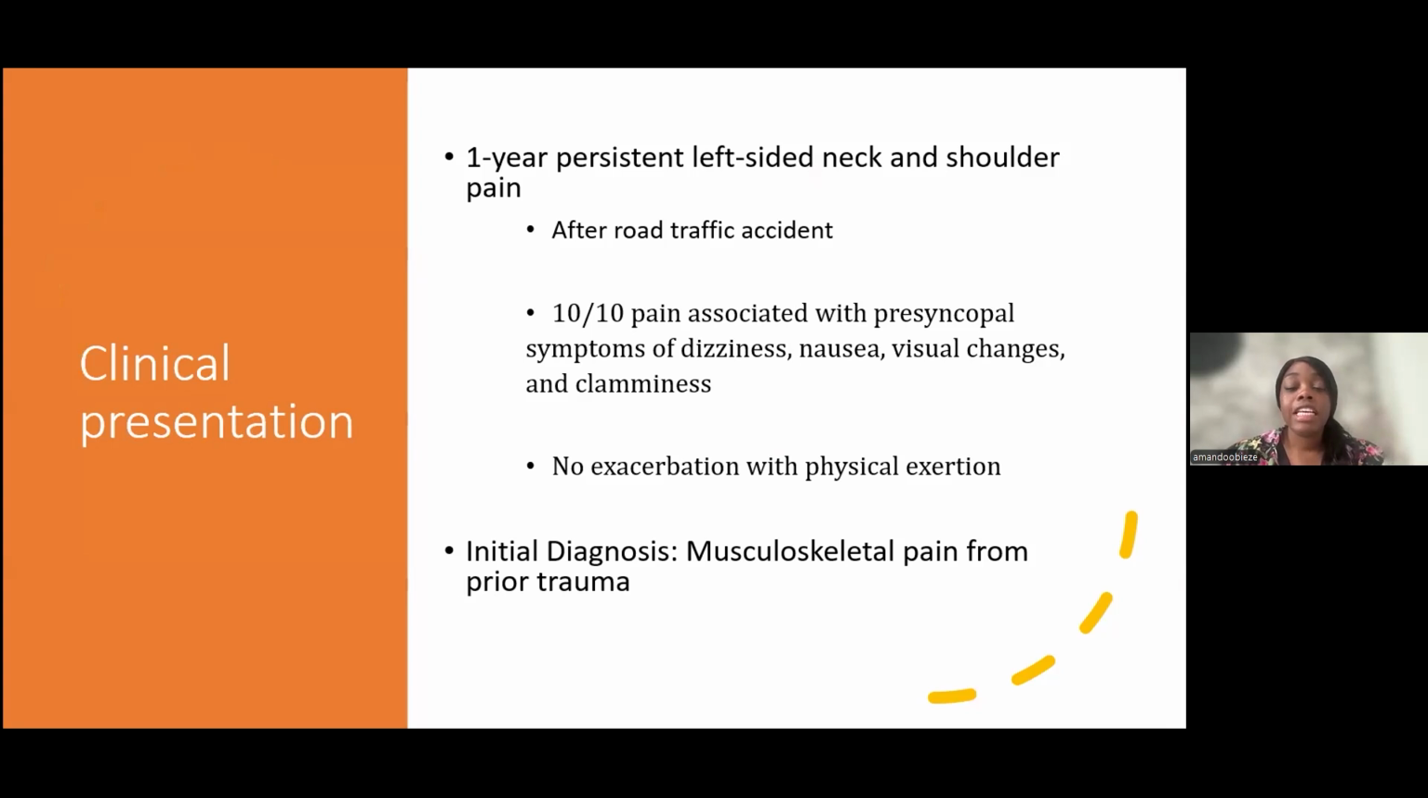So on further questioning, he gave a one-year history of persistent left-sided neck and shoulder pain, which coincided with the time when he had a road traffic accident. He described this pain as 10 out of 10. It was associated with pre-syncopal symptoms like dizziness, nausea, and visual changes. He particularly said that it was not related to physical exertion. This was a very active patient, doing a lot of mountain climbing, and he never got these symptoms with climbing or any form of chest pain. The diagnosis from the GP was musculoskeletal pain, which they attributed to his previous road traffic accident. Next, please.